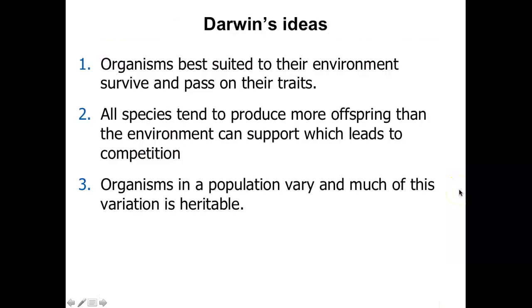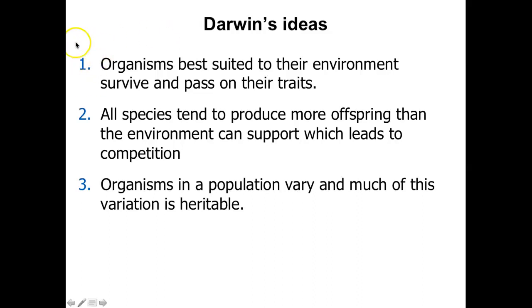And so because of his travels on the HMS voyage and his cataloging of organisms, he came up with these ideas. Number one, organisms best suited to their environment survive and pass on their traits. Number two, all species tend to produce more offspring than the environment can support, which leads to competition. And number three, organisms in a population vary, and much of this variation is heritable.